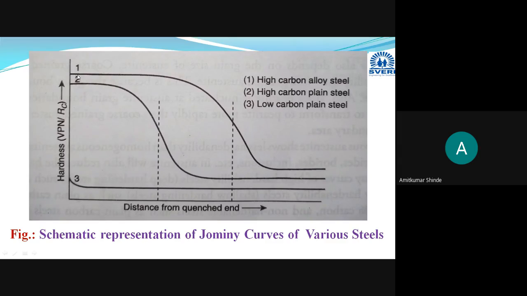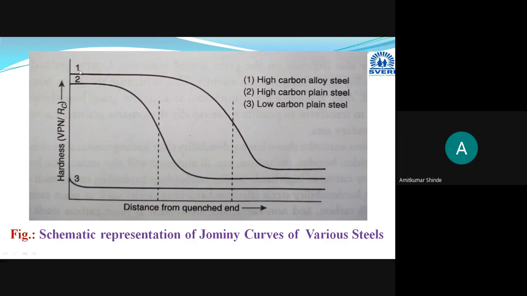And better hardness values should be achieved, meaning we will be able to achieve it with more length from that quenched end. From this quenched end, it is giving you higher hardness values throughout the longer distance, or you can say that for the longer length of that specimen, you are getting higher hardness values when carbon percentage is high and other alloying elements are also present.